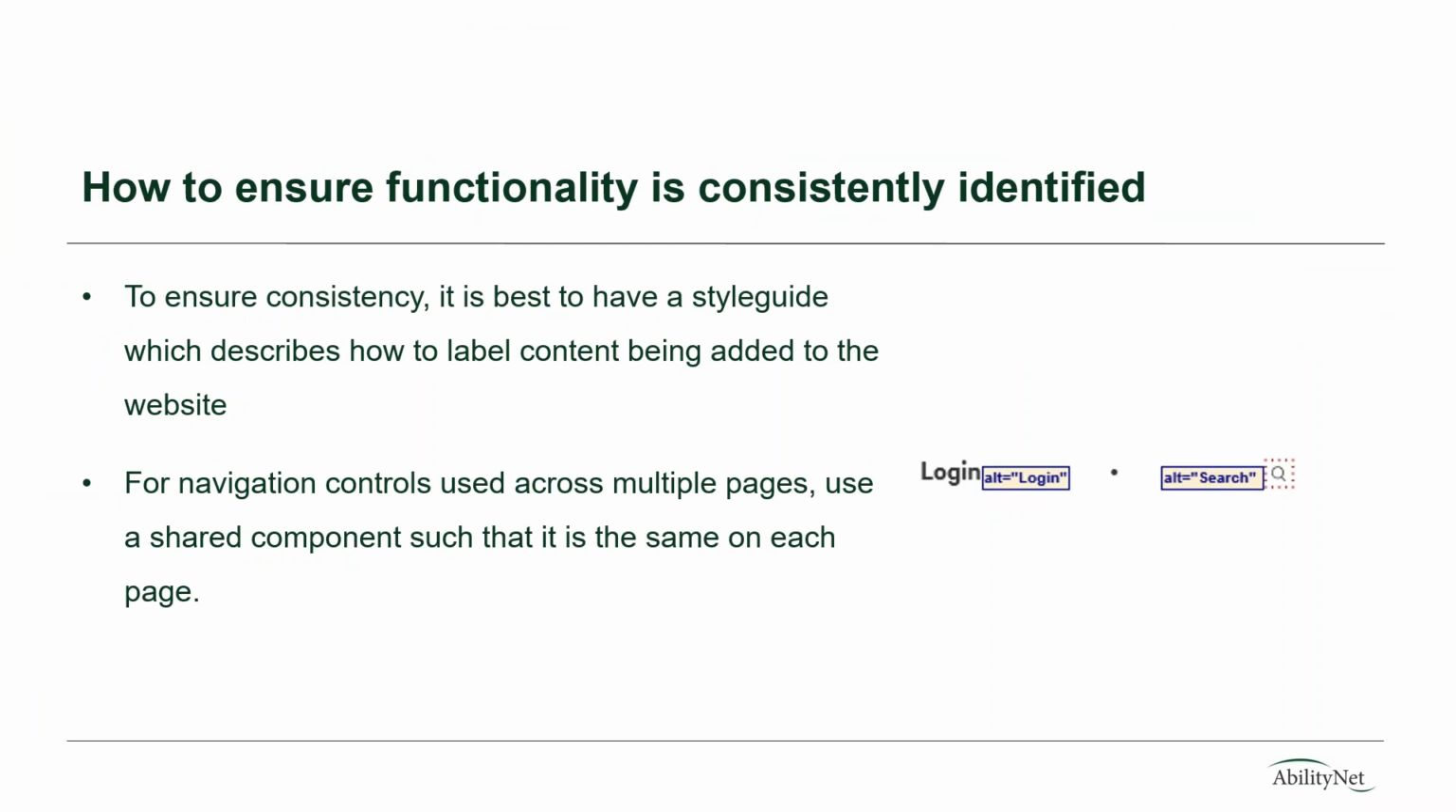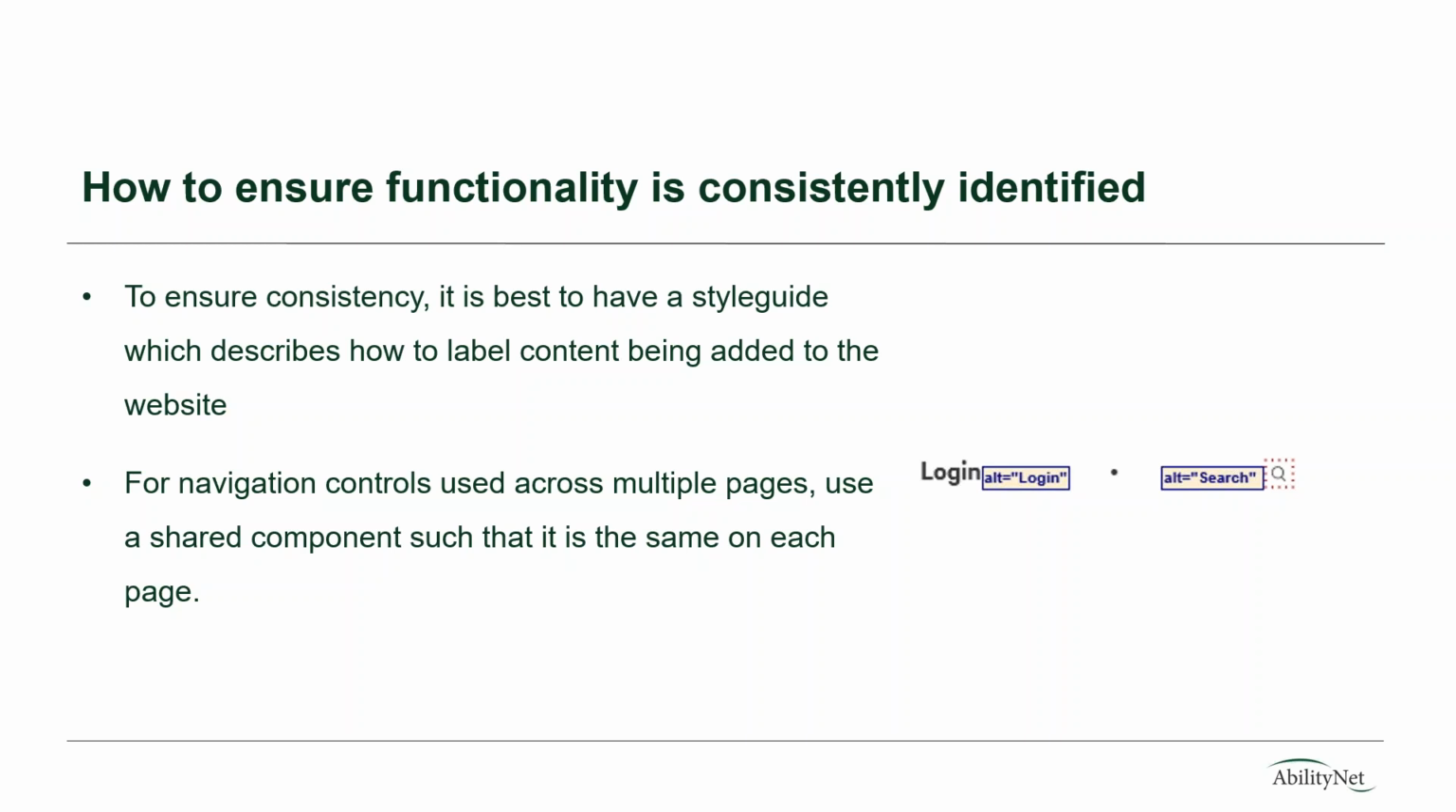So how can you ensure that functionality is consistently identified? A really good way of doing this is to have a style guide, and that means that people adding content later on can use the same techniques as you may have used in the past to identify content, by providing a description of how content should be labeled and then giving examples.